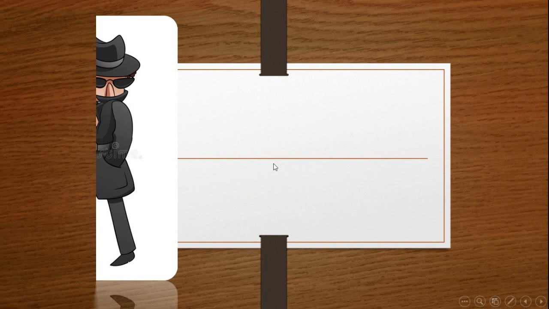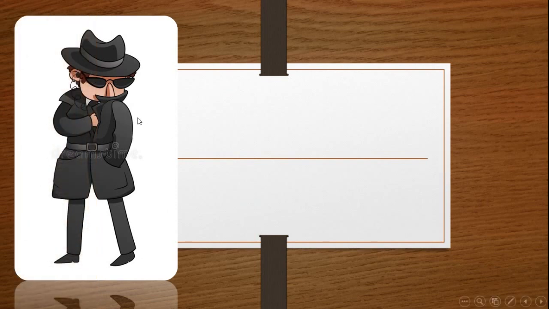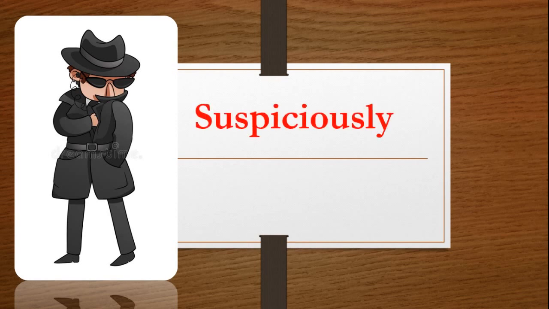Yeah, now let's move to this word. This man looks what? Yeah, is he friendly or suspicious? Yes, he's not friendly, so he's suspicious. So suspiciously. What does suspiciously mean? It means thinking something may not be true. Yes, he's suspicious. Okay, he thinks that this thing that he can see is not true.